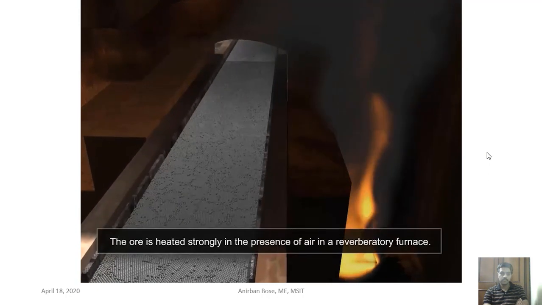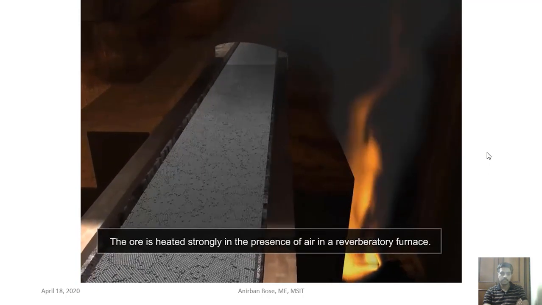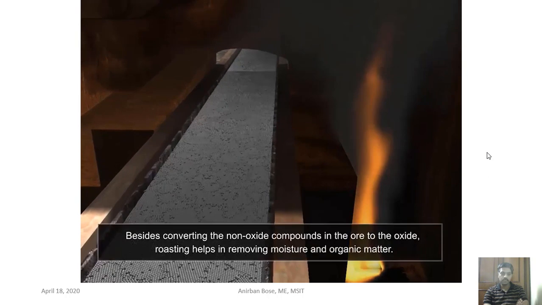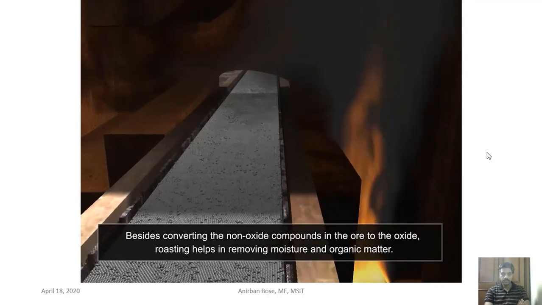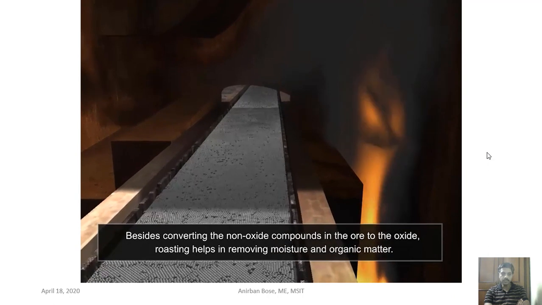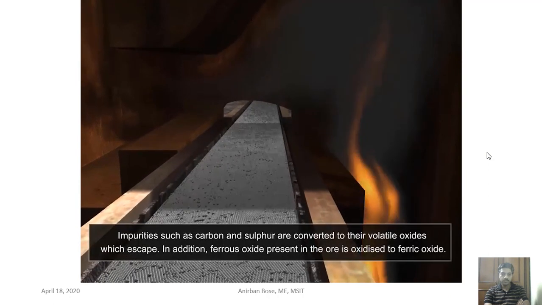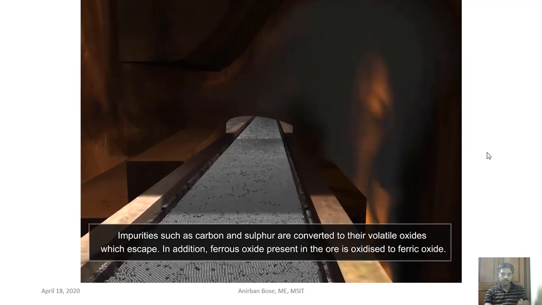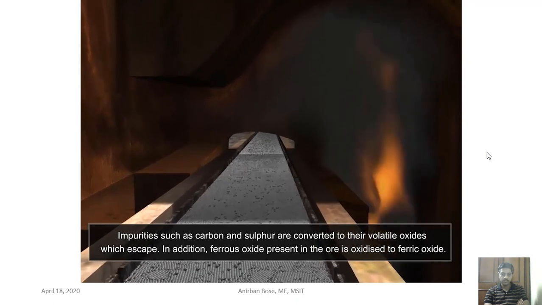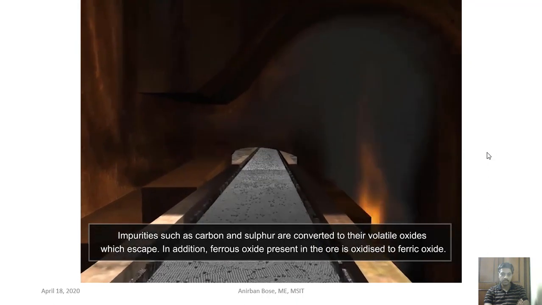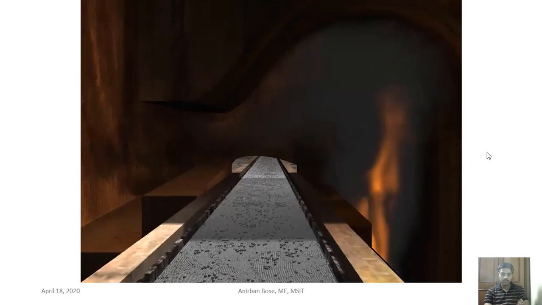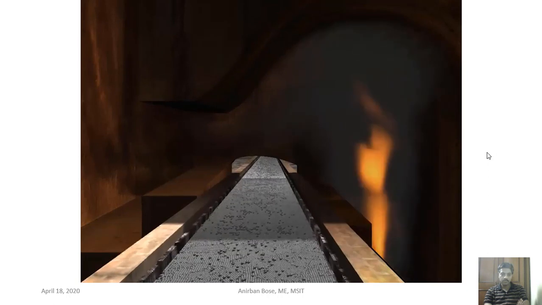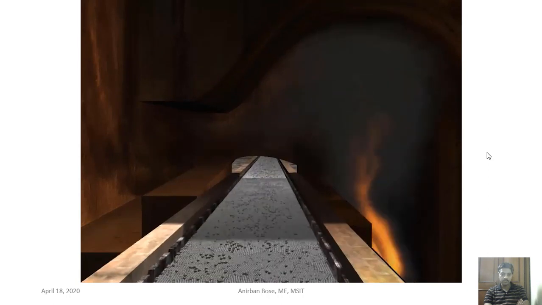The ore is heated strongly in the presence of air in a reverberatory furnace. Besides converting the non-oxide compounds in the ore to the oxide, roasting helps in removing moisture and organic matter. Impurities such as carbon and sulfur are converted to their volatile oxides which escape. In addition, ferrous oxide present in the ore is oxidized to ferric oxide. Let us now see how iron is extracted from the roasted iron ore.